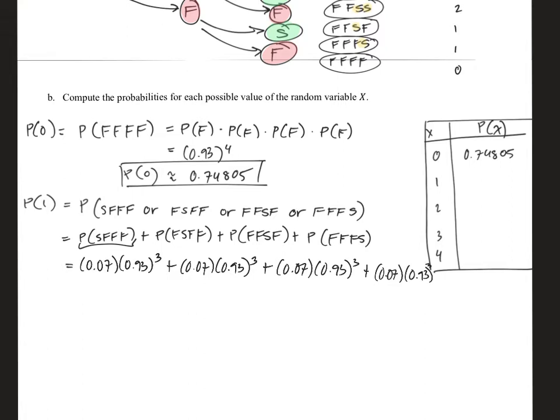So how many of these do we have? We have 1, 2, 3, 4 0.07s times 0.93 to the third power. So I can shorthand write this as 4 times 0.07 times 0.93 to the third power. Now putting that into a calculator, we'll get P of 1 equals approximately 0.22522.